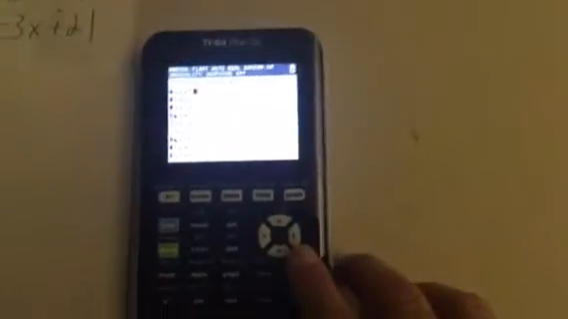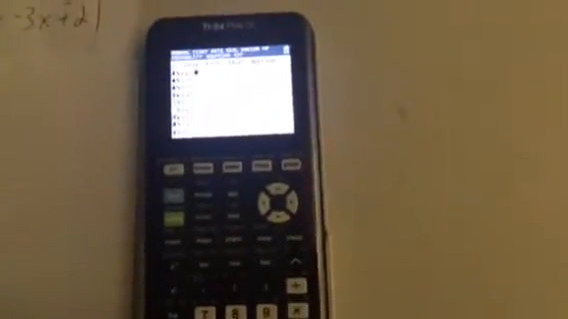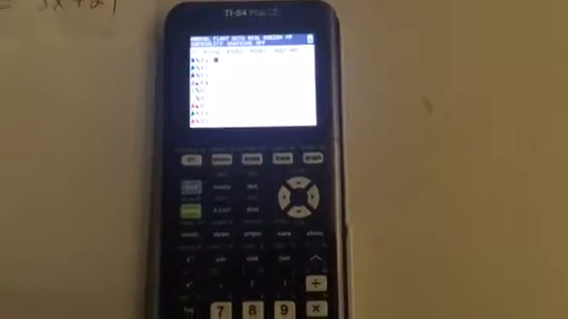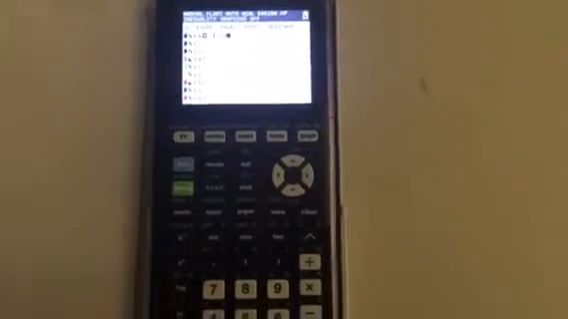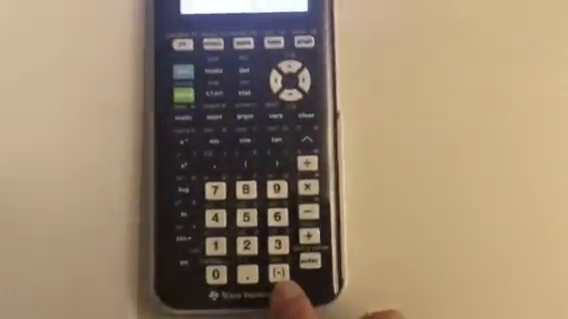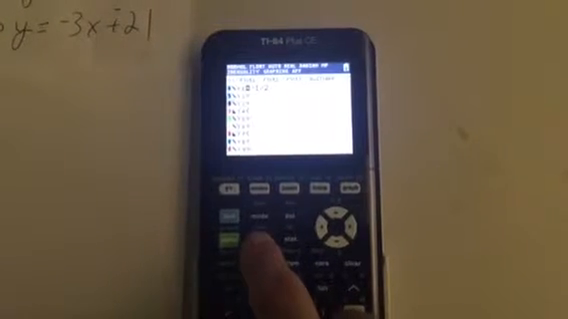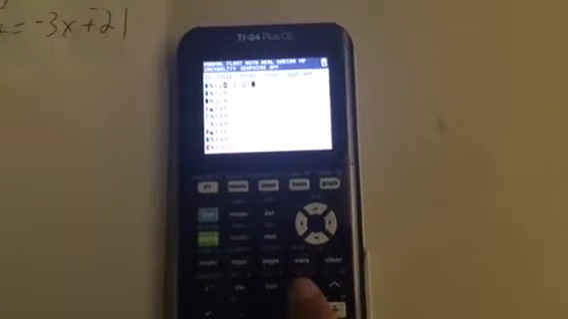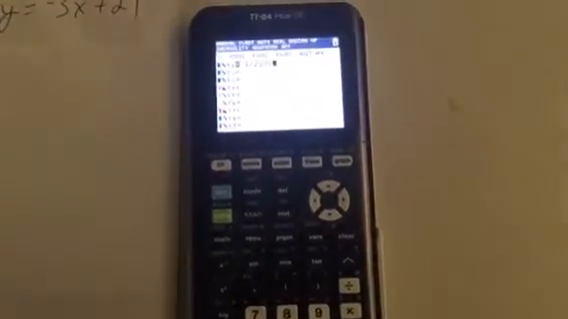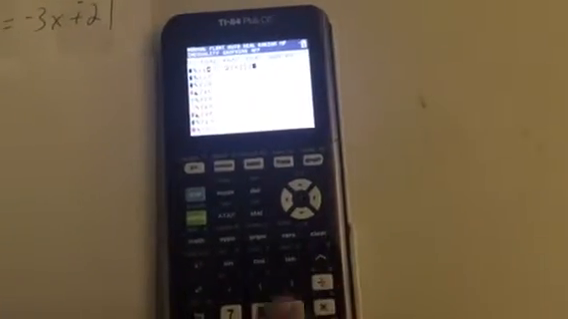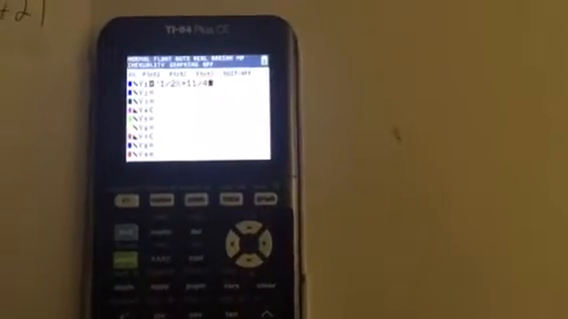Making sure I'm to the very right here, I'm going to go ahead and type in the negative 1 divided by 2, and notice I use the negative sign, which is down here. And then to use the x, here's my x variable, and then that was plus 11/4. 11 divided by 4. So I have my first equation in.